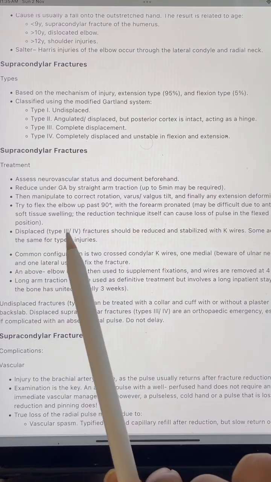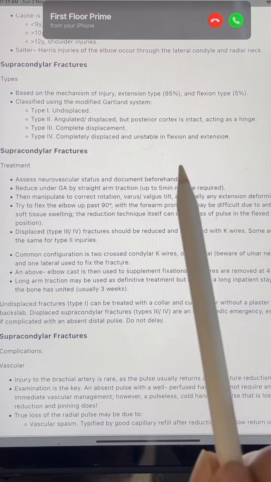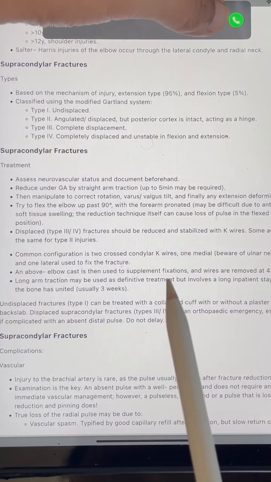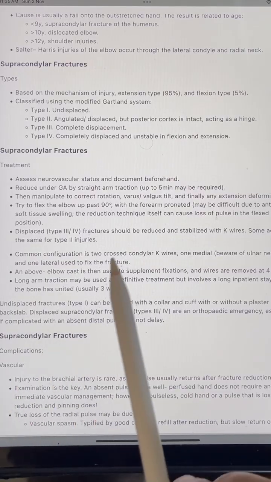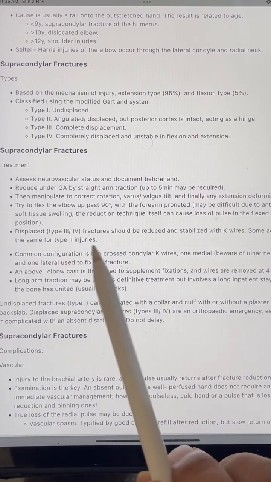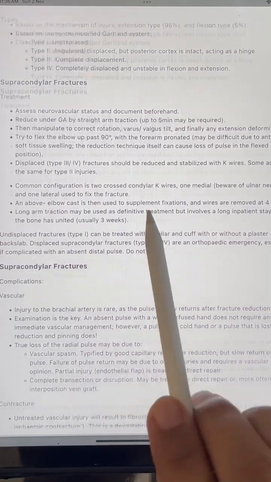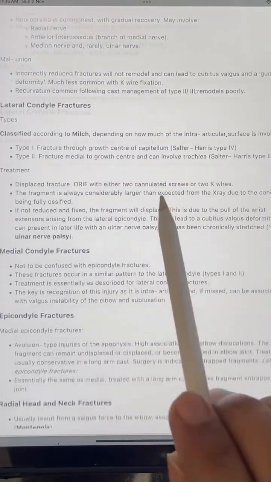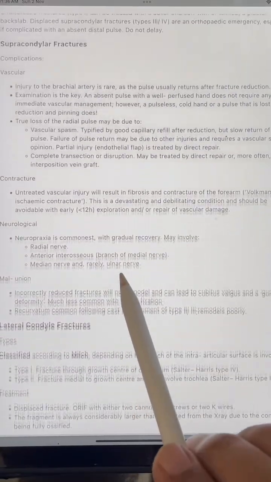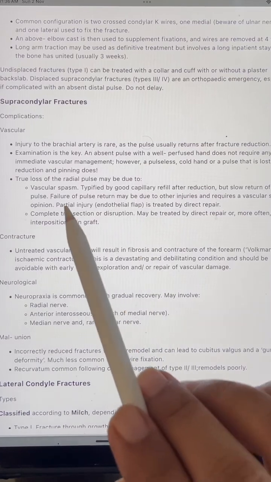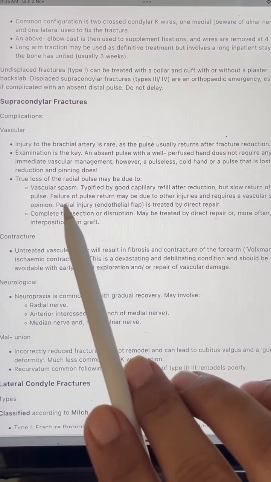Up to 5 minutes may be required. The manipulation corrects rotation, valgus, varus and tilt. For extension deformity, try to flex the displaced fracture. The fracture should be reduced and stabilized. Any immediate vascular compromise, such as a pulseless hand, or a pulse that is lost after reduction and pinning, needs attention.